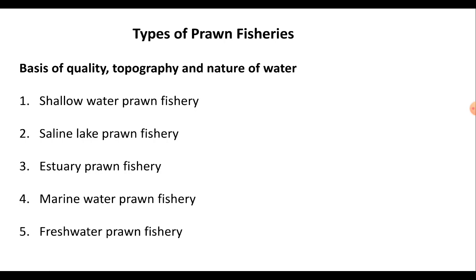Coming to the types of prawn fisheries. Based on the quality, topography and nature of water, prawn fisheries can be broadly classified into shallow water prawn fishery, saline water prawn fishery, estuary prawn fishery, marine water prawn fishery and freshwater prawn fishery. Let us see in detail about it.